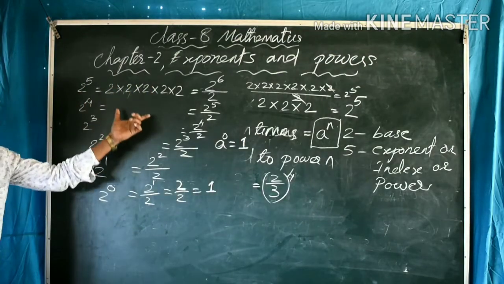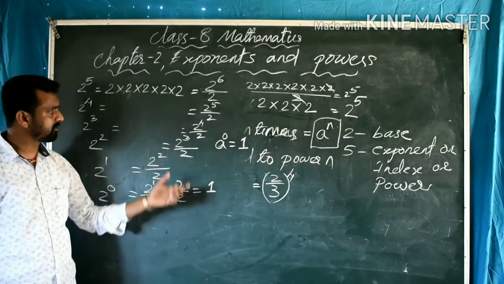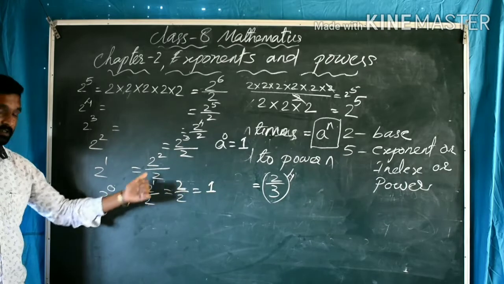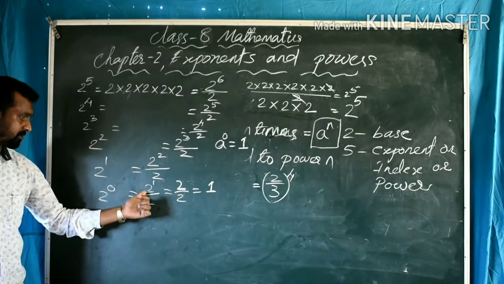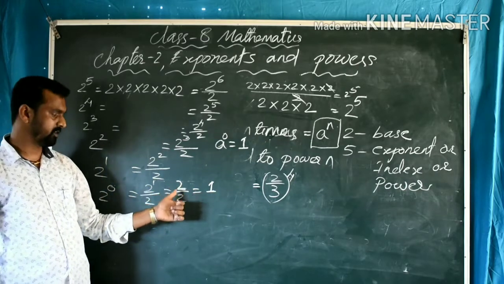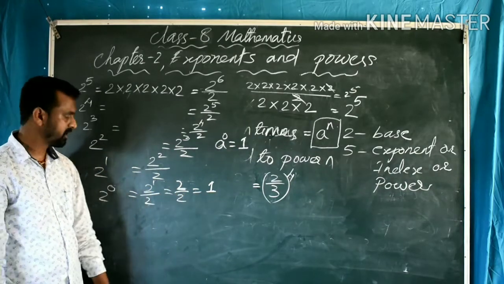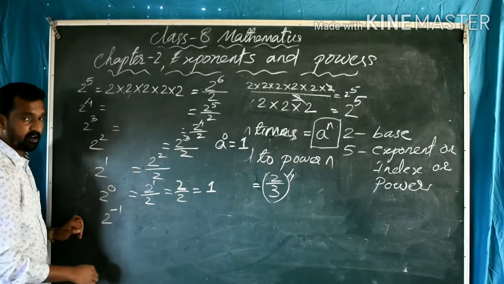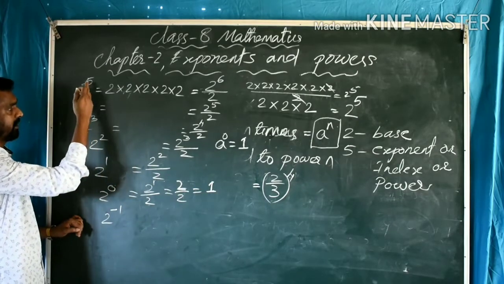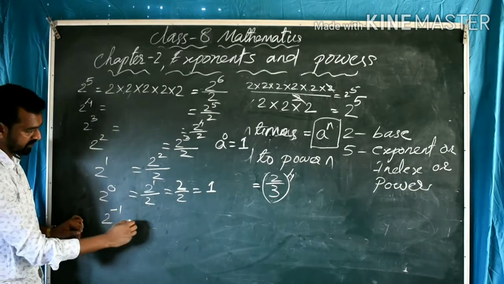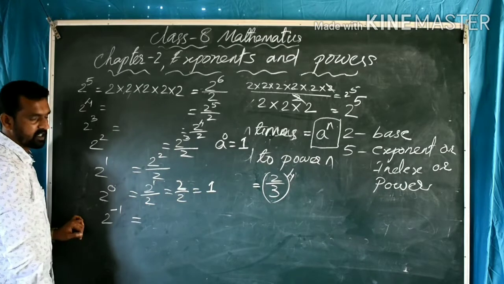The same way, if you are writing this pattern, it will come like this only. 2 raised to 1 is equal to 2 raised to 2 divided by 2. 2 raised to 0 is equal to 2 raised to 1 divided by 2, and 2 raised to 1 is 2 only, divided by 2 is equal to 1. And next one, 2 raised to minus 1. Now I am writing all the integers from here, 5, 4, 3, 2, 1, 0. Next one it will come minus 1. That is equal to, can you say the answer?